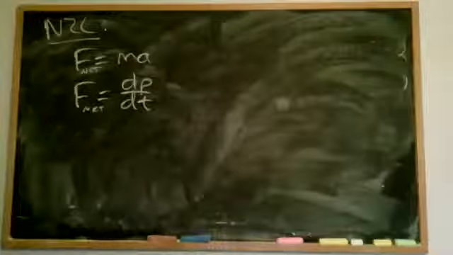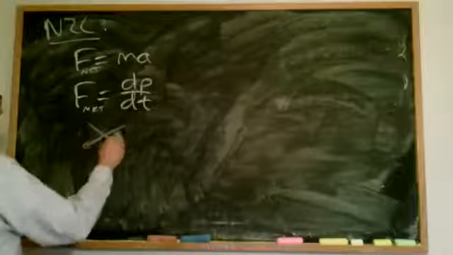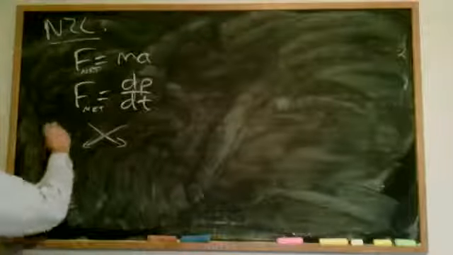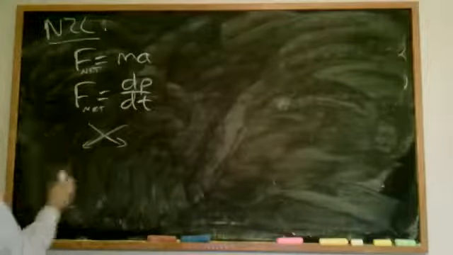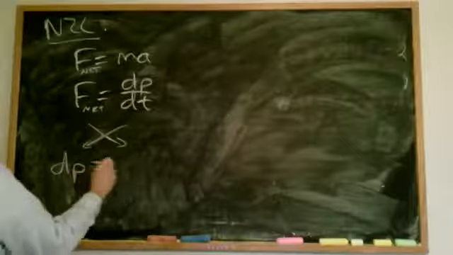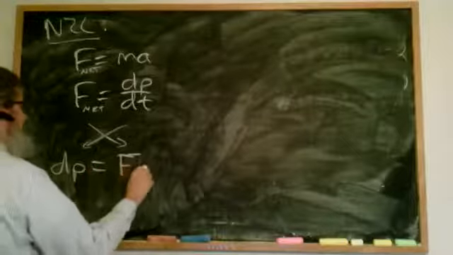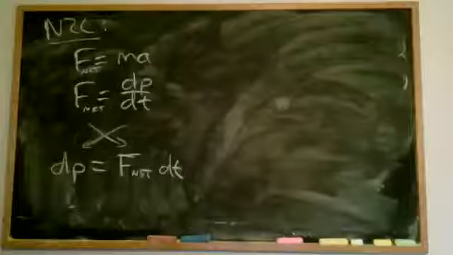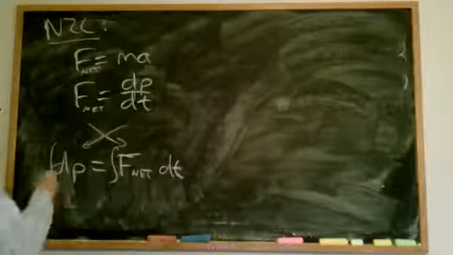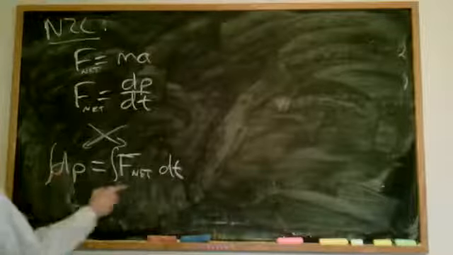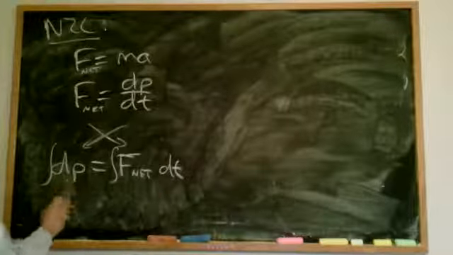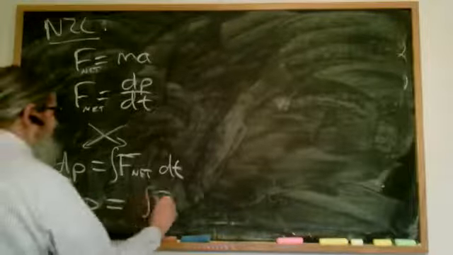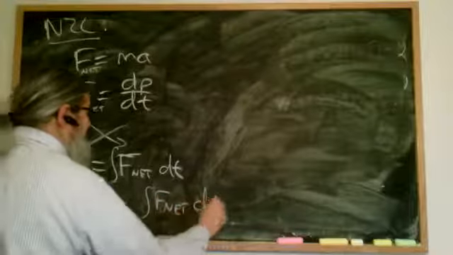Once I've written this, I can do a little bit of simple calculus. I can bring the dp over here and leave the dt, basically cross multiplication. So dp is equal to F net, the net force, times dt. And then I can integrate on both sides. If I integrate over some time interval, the left side corresponds to the change in the momentum, which we'll call delta p, and the right side is an integral over time of the net force times dt.